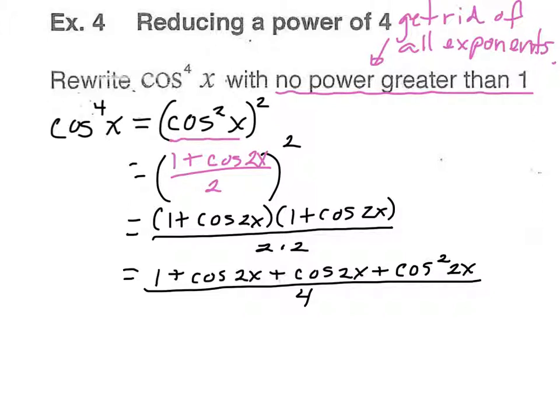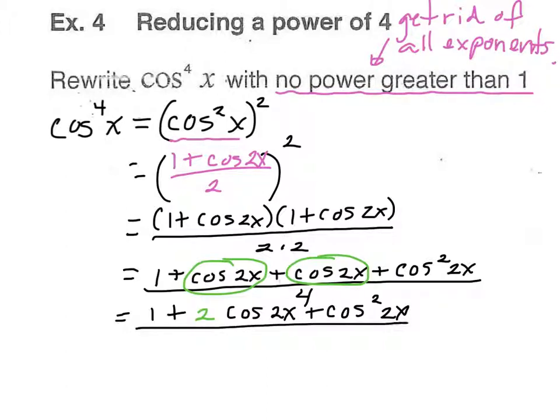So if I were you, I would collect like terms. So let's just start there. What would be like terms in the numerator? This is a like term, and this is a like term. If I have one cosine of 2x and I add another cosine of 2x, how many of them do I have? 2 of them. So we've got equals 1 plus 2 cosine of 2x. The 2x doesn't change on that either. Plus cosine squared of 2x, all over 4.